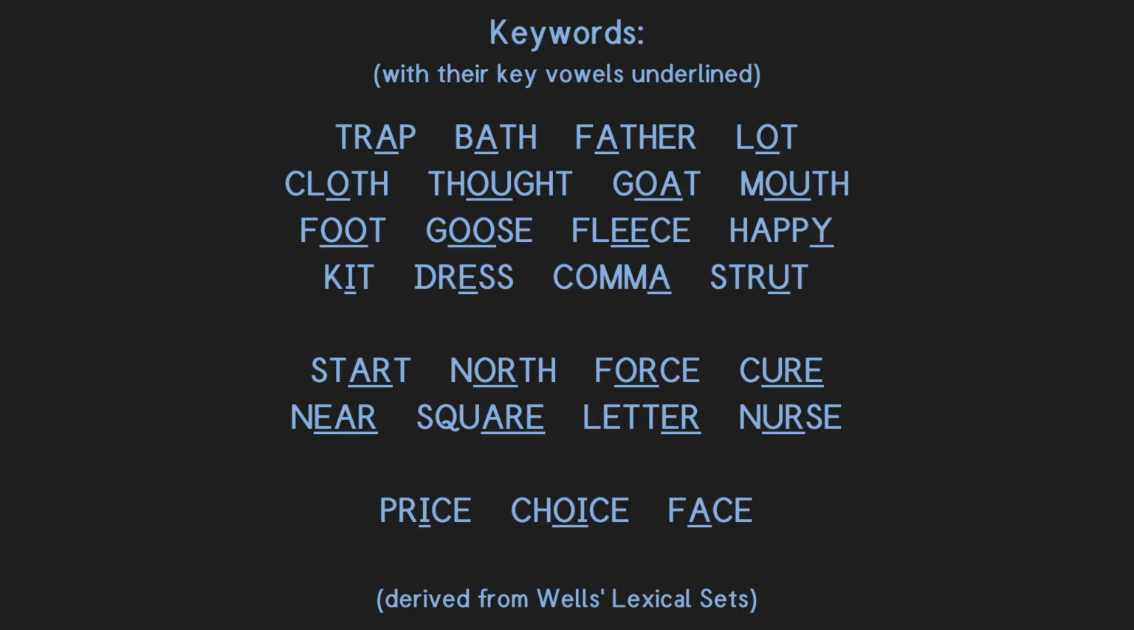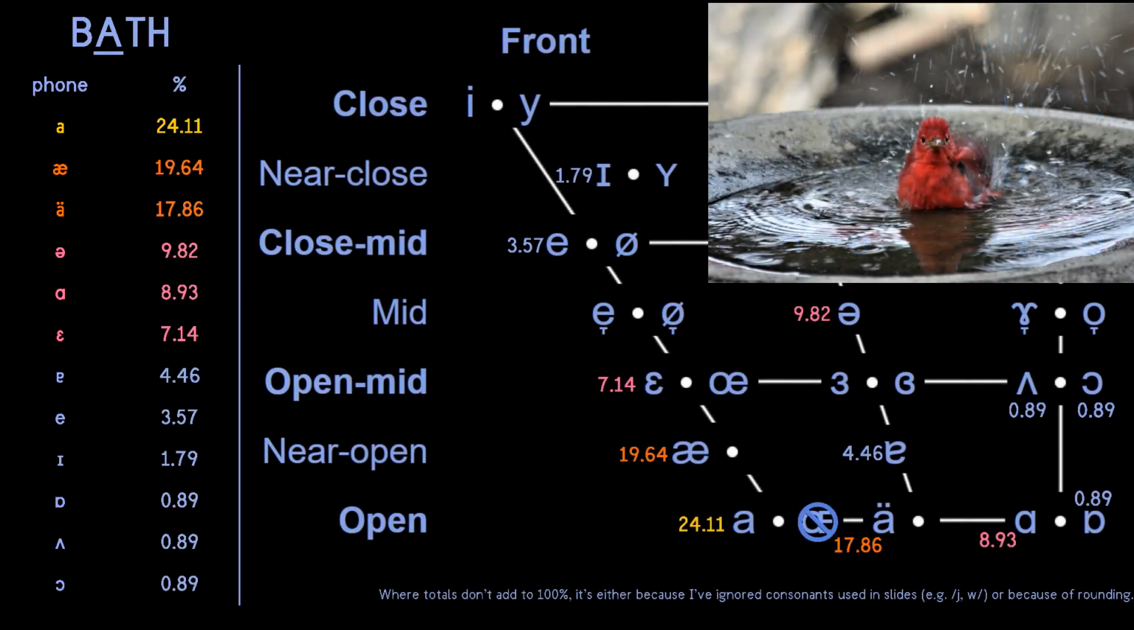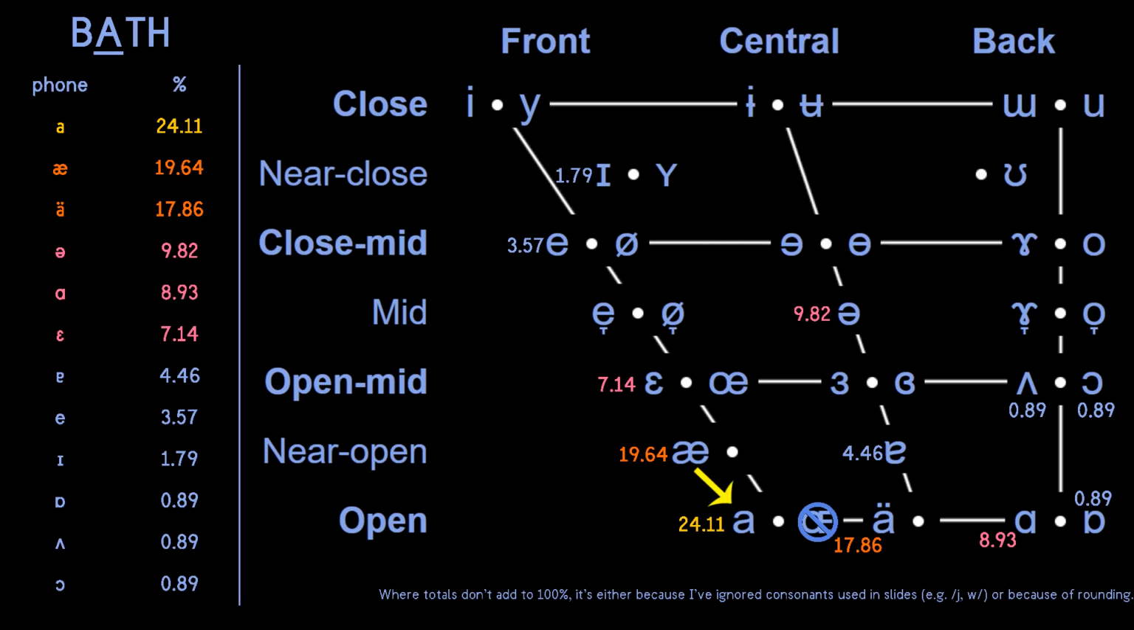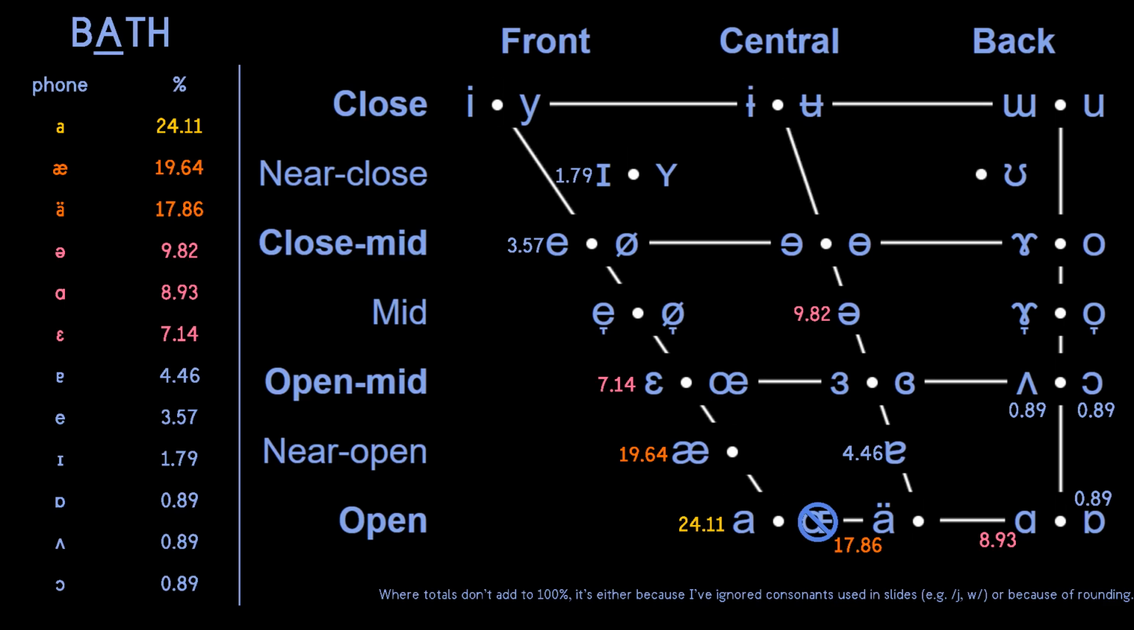Moving on, we have the bath set. Or is it the bath set? Notice how this set has shifted its golden phone from the near open vowel of trap to the fully open front vowel. If you compare its second and third places, along with what I was saying before about subsequent phones, with those of the previous set, what do you notice? As I'm sure this channel's viewers are intelligent people, I'll let you answer that.